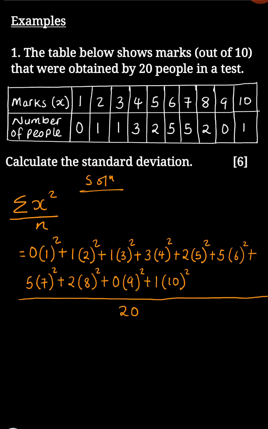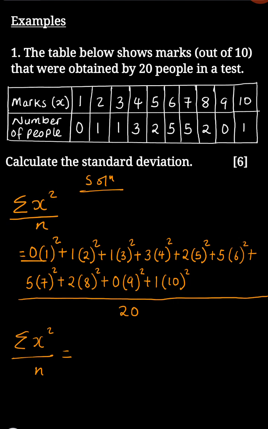Once you do this, you are now going to say the summation of x squared over n will be equal to. So you get your calculator and then you punch these numbers the way you are seeing them. So what you are now going to do is this.